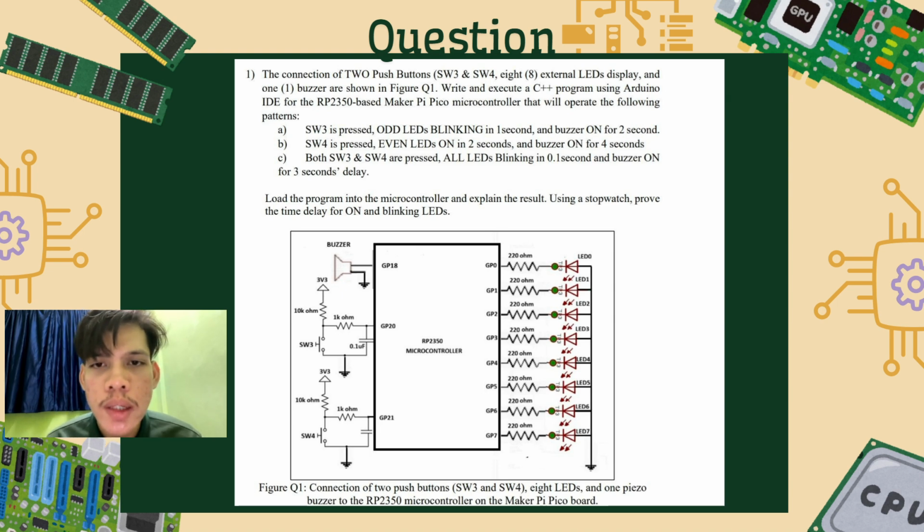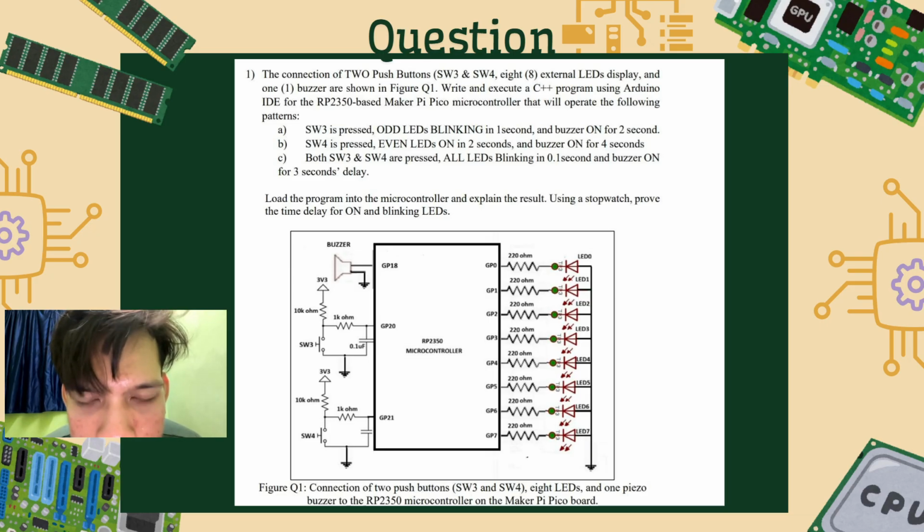the following patterns. For pattern A, switch 3 is pressed, odd LEDs blinking in 1 second and buzzer on for 2 seconds. For pattern B, switch 4 is pressed, even LEDs on in 2 seconds and buzzer on for 4 seconds. For pattern C, both switches are pressed, all LEDs blinking in 0.1 second and buzzer on for 3 second delays. Load the program into the microcontroller and explain the result using a stopwatch. Prove the time delay for on and blinking LEDs, and this is a schematic diagram.